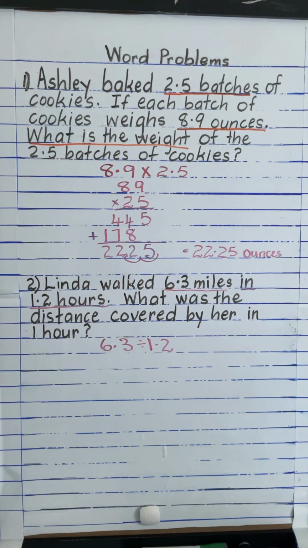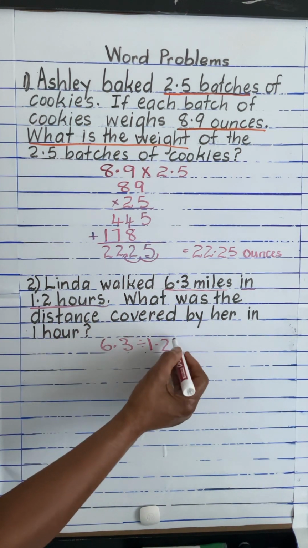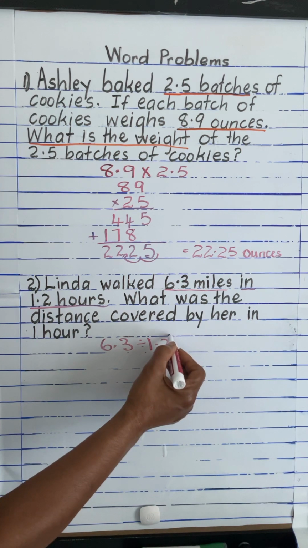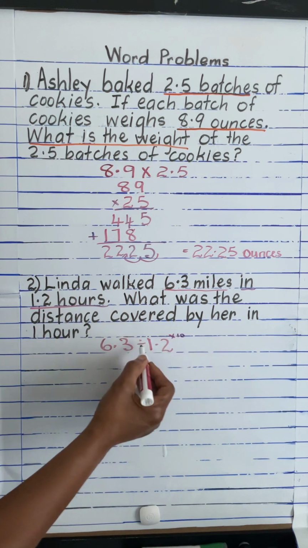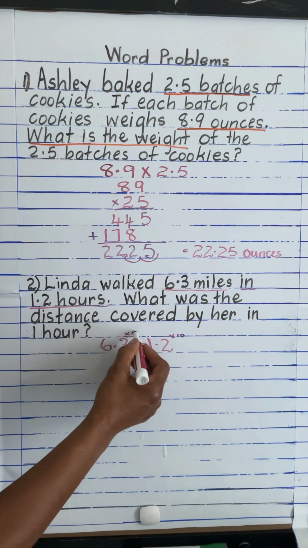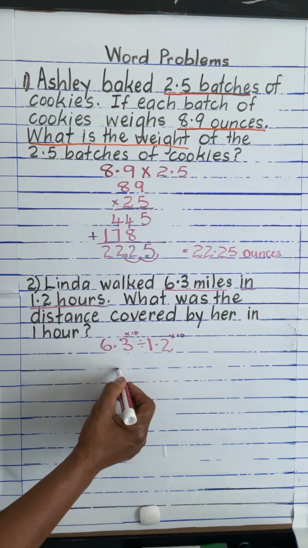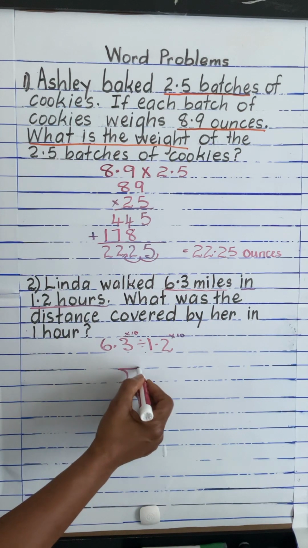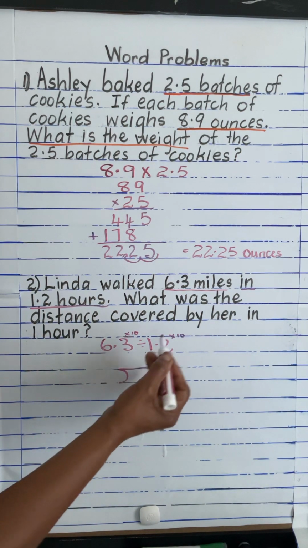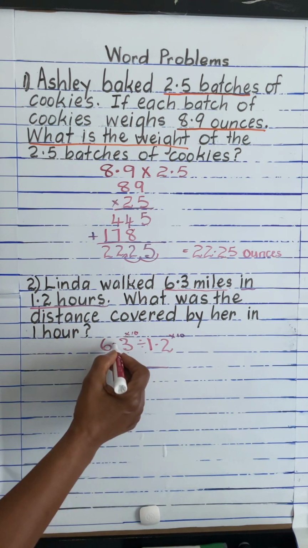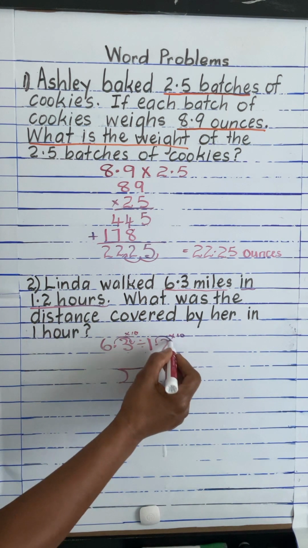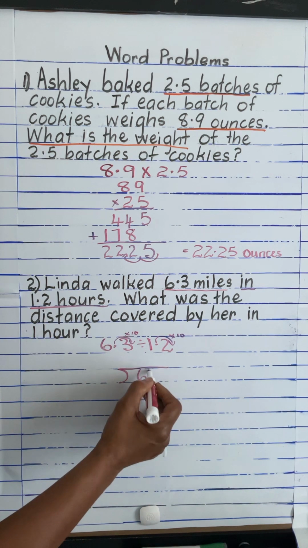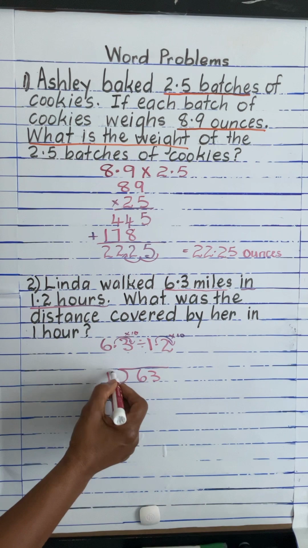Remember, whenever we're dividing and the divisor is a decimal, we have to make it a whole number. So we multiply by the power of 10 that would make it a whole number. In this case, it is 10 to the first power, which is 10. So we multiply by 10. And we also have to do the same thing to the dividend, so we multiply by 10. And this is what we will have. It would be one place to the right, one place to the right. So that would be 63 divided by 12.